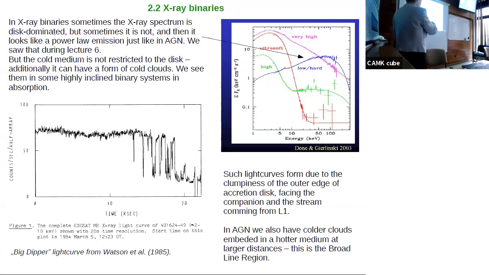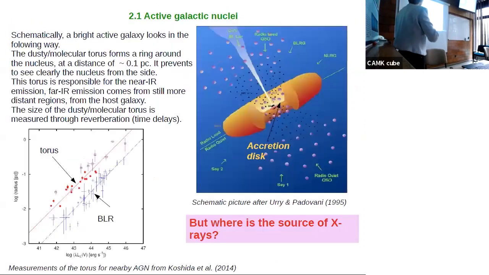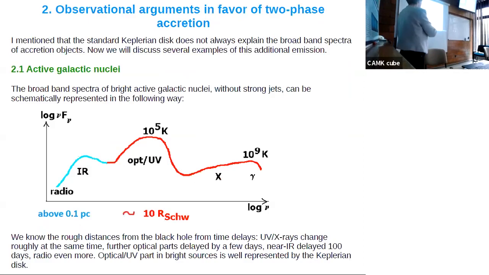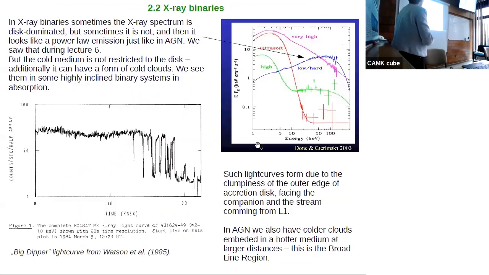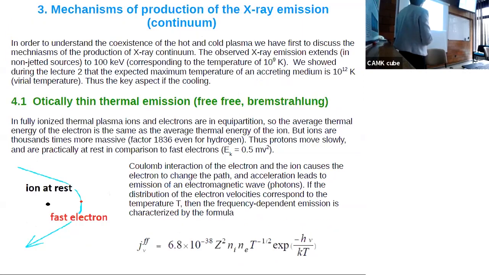And this is the same shape, more or less, if you look at it. Then I schematically showed it in AGN, right? It's the same component. So now to understand that, we have to study some physics, how actually X-ray emission forms in nature.